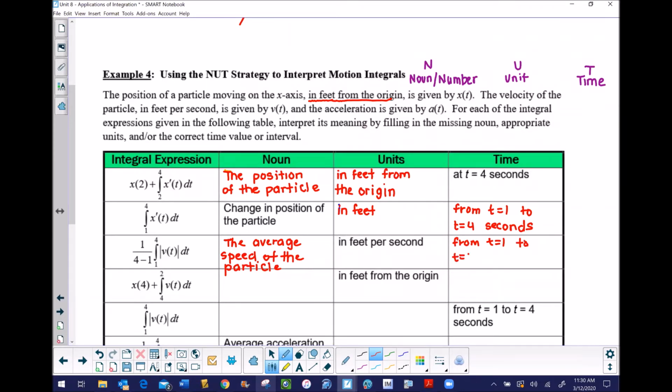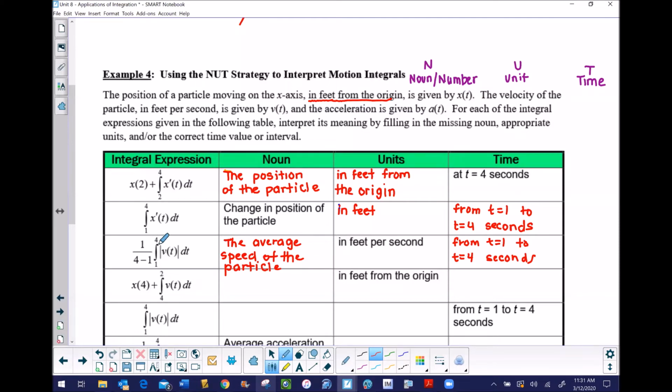I think that this is definitely one of the trickier ones because it's so common that a student wants to start looking at total distance. But that's not going to come into play here because that 1 over 4 minus 1 sort of overrides that idea of distance.